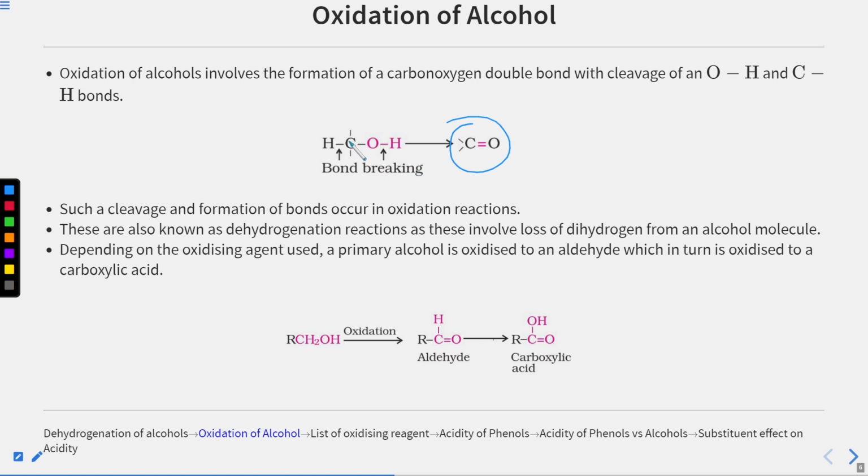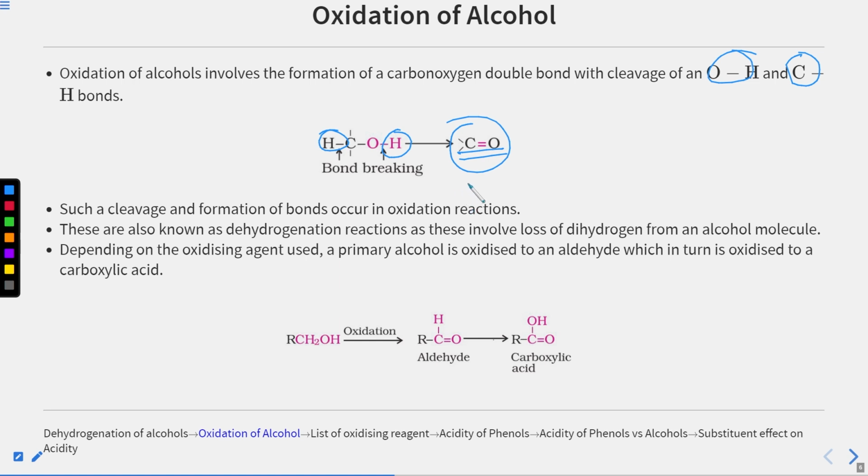If you compare this and this, you can see that this hydrogen has been taken apart, plus this hydrogen has been taken apart, and we have a double bond between carbon and oxygen. Clear? So this is the oxidation of alcohol, in which the formation of a carbon-oxygen double bond takes place with cleavage of the O-H bond and the C-H bond. The product formed is called the oxidized product. This reaction is also known as dehydrogenation, because we are removing two hydrogens and making a double bond between carbon and oxygen.